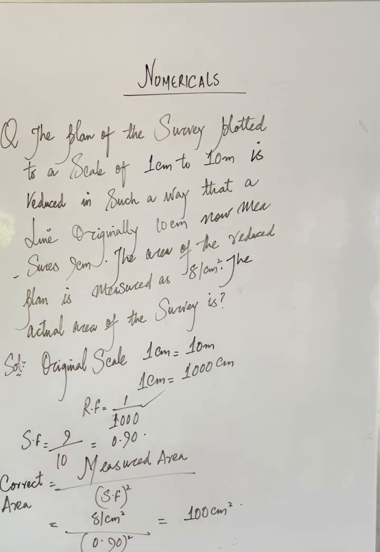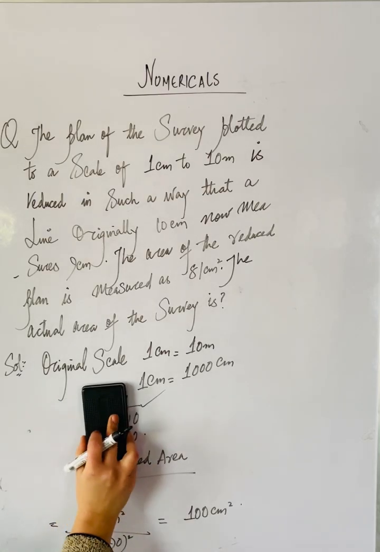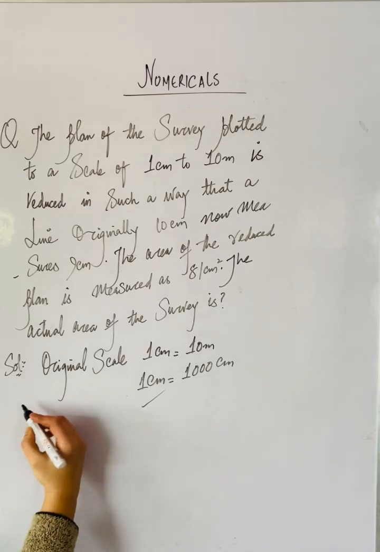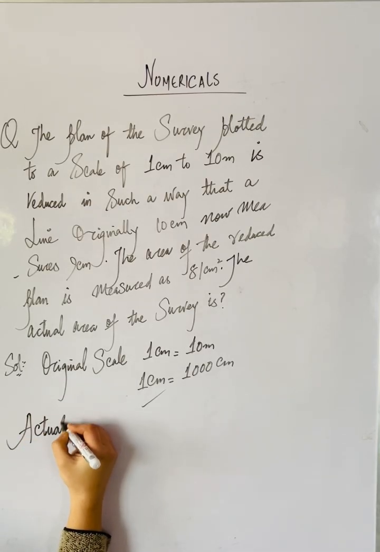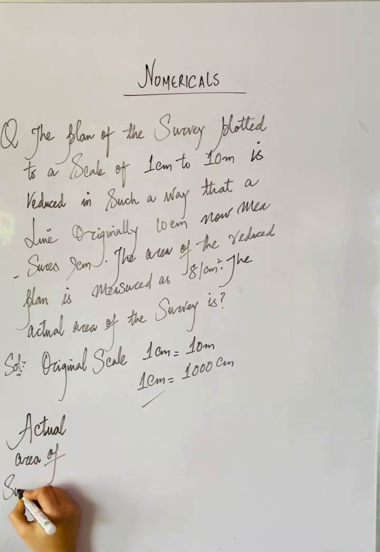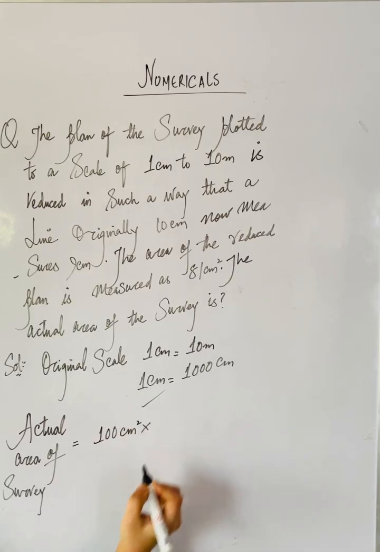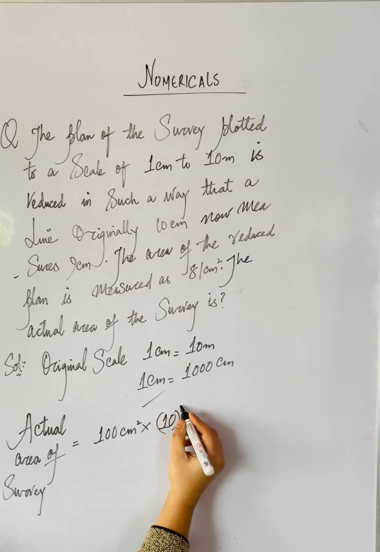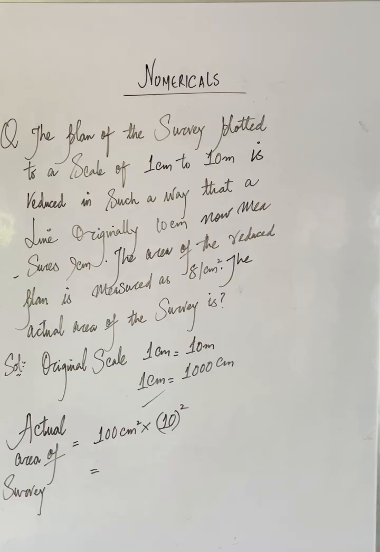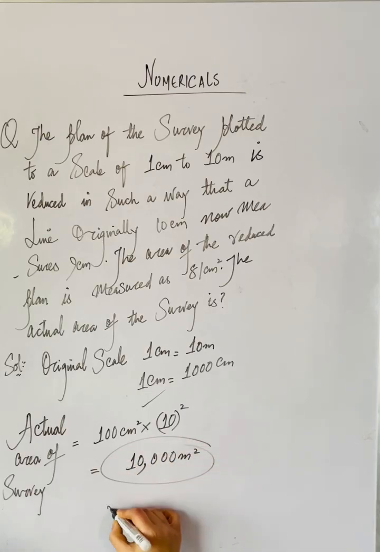First, my actual area of survey will be how much? The correct area on the plan, how much was that? 100 centimeters square multiplied by the scale. What is my scale? Every 1 centimeter represents 10 meters on the ground. That means 10. But since we are dealing with areas, the square of it, and it will come equivalent to 10,000 meters square. So this is my actual area of survey. Right? My actual area of survey is 10,000 meter square.